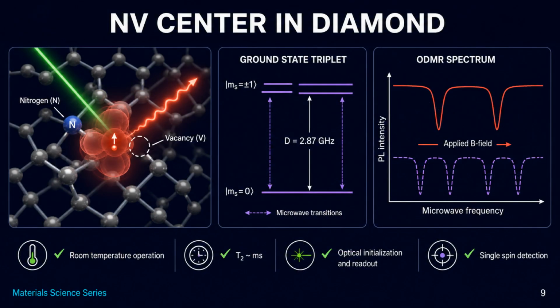Nitrogen vacancy centers in diamond are optically addressable spin defects with remarkable properties. The ground state is a spin triplet with a zero-field splitting of 2.87 GHz between the spin projection 0 state and the plus and minus 1 states. NV centers operate at room temperature with millisecond coherence times. Optical initialization and readout enable single spin detection. Applications span quantum sensing, quantum networks, and quantum computing.